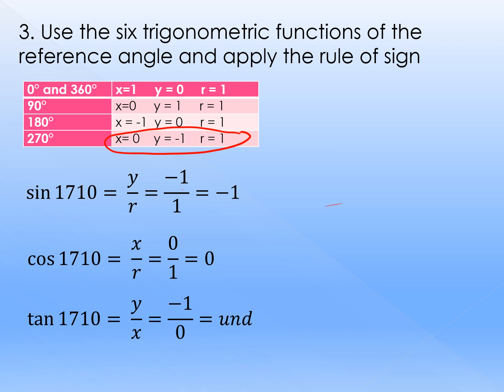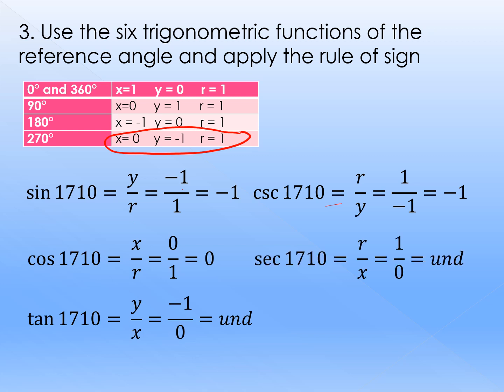For tangent 1710 degrees, we have y over x. Instead of writing y, we're going to write negative 1, and instead of writing x, we're going to write 0. Since there is 0 in the denominator, the answer is undefined. In order for us to find cosecant 1710 degrees, it's equal to r over y. So instead of writing r, we're going to write 1, and instead of writing y, we're going to write negative 1. 1 divided by negative 1 is equal to negative 1. Therefore, cosecant 1710 is equal to negative 1.